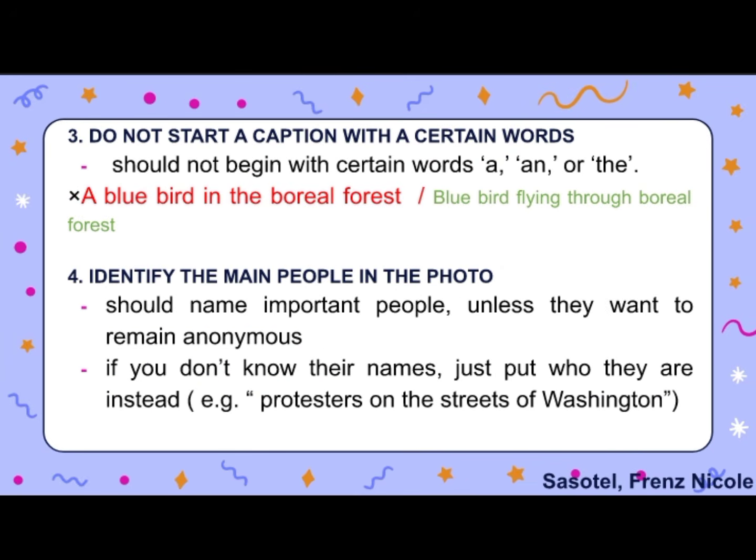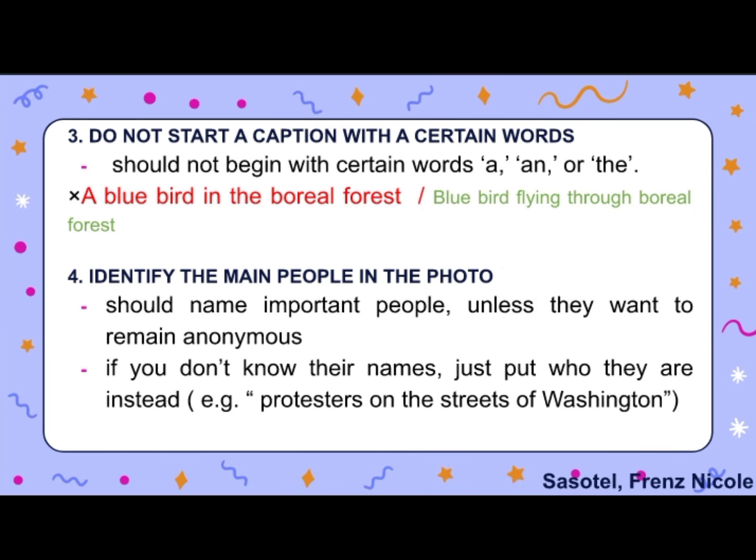The third one is do not start the caption with certain words. Captions should not begin with words like a, an, or the. For example, it is not correct to put a caption like a blue bird in the boreal forest. Instead, you should only put blue bird flying through boreal forest. You should not begin your caption with article words like a, an, or the, because those words are very basic and will take up valuable captioning room when they aren't necessary.